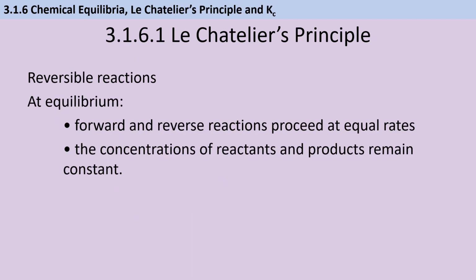Since kinetics isn't included in paper 1, we move straight on to equilibrium and Le Chatelier's principle. This applies to reversible reactions, which you can identify because they contain the reversible reaction arrow. At equilibrium, the forward and reverse reactions proceed at equal rates, and this means that the concentration of the reactants and the products remains constant. It does not mean that they are the same as each other.